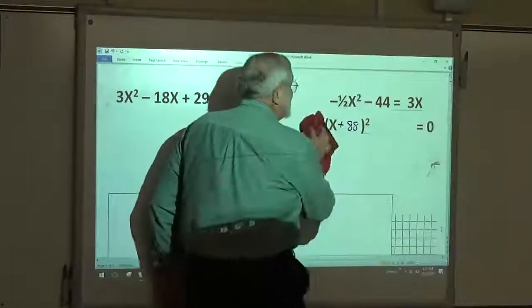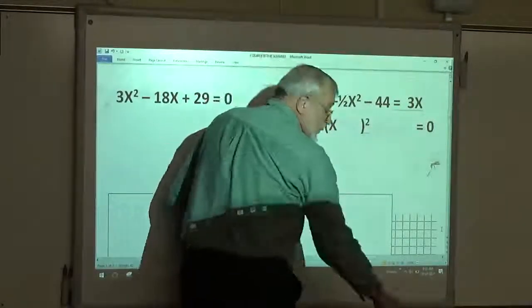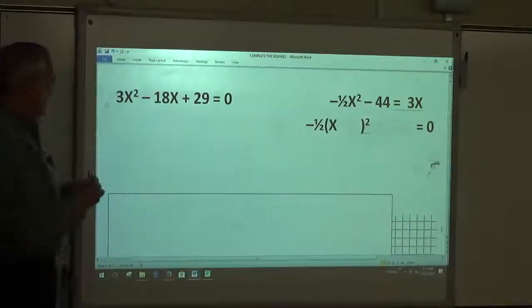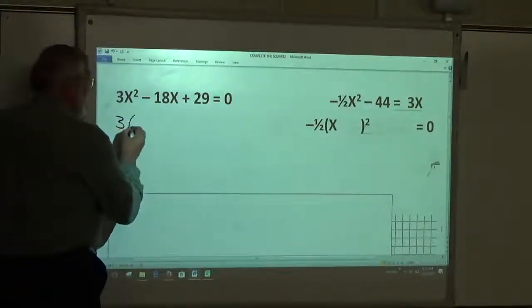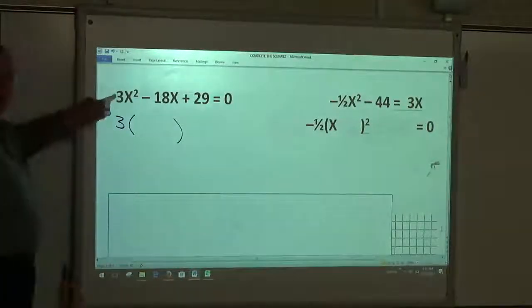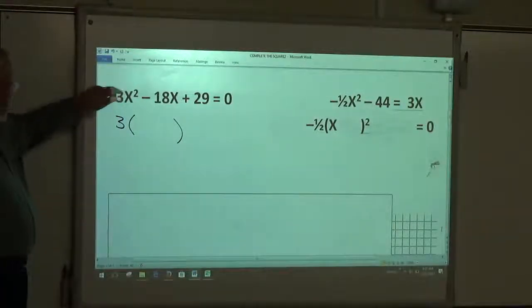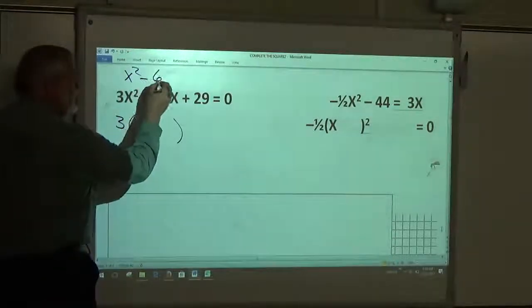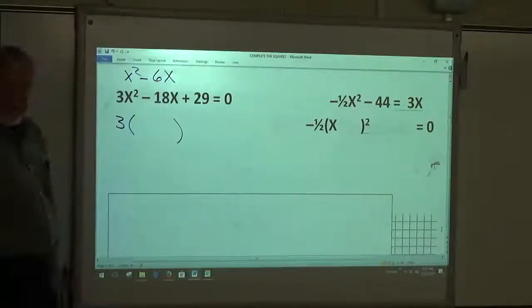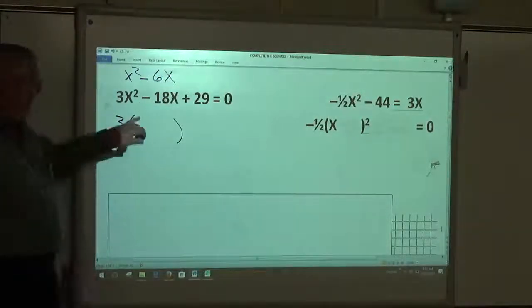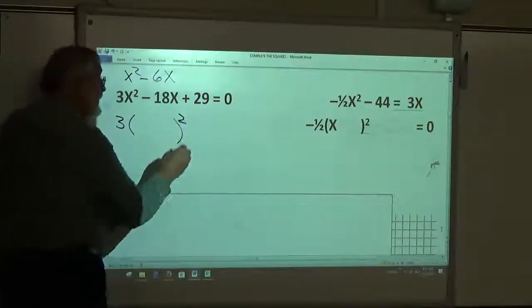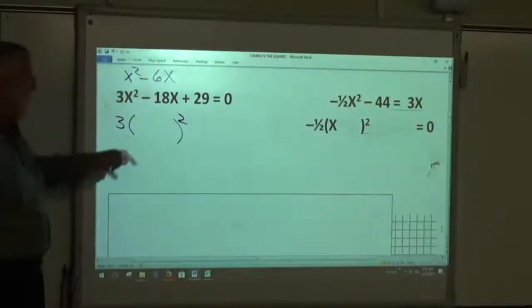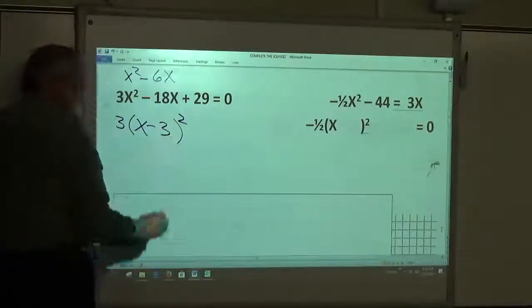Okay, so we're not going to see that often, but what I wanted to show you was that's the hardest. This one right here is what you'll normally see. I need to pull a 3 out. If I pull a 3 out of this, what am I left with? X squared. Pull a 3 out of this: negative 6x. Now, to be able to make the binomial square, I want half of the 6. 3. So that makes this x minus 3.